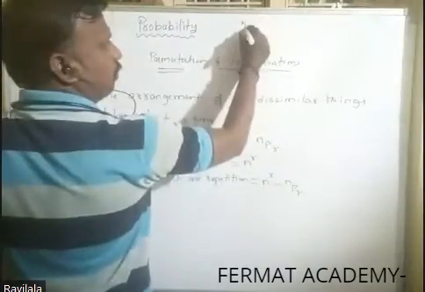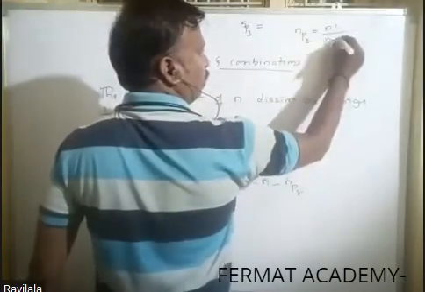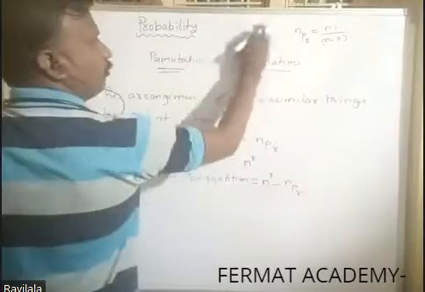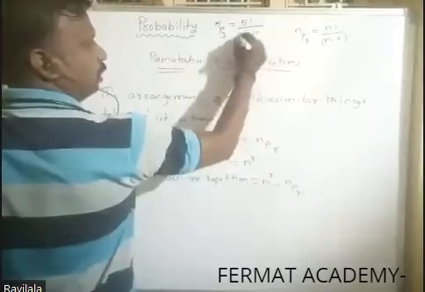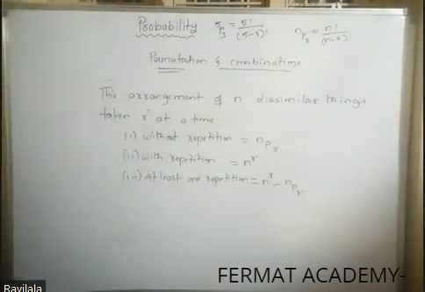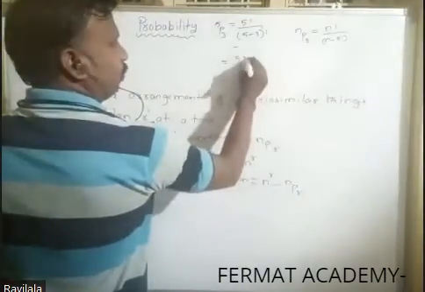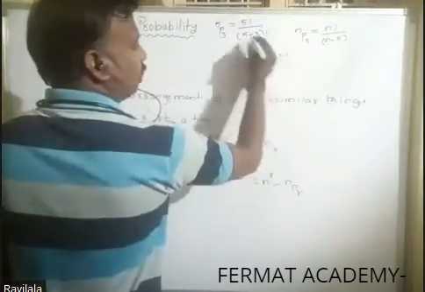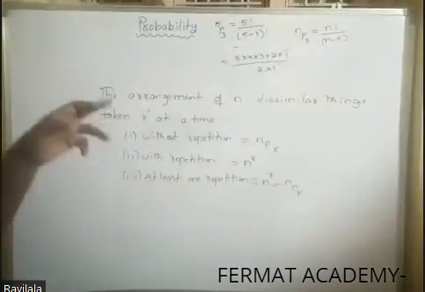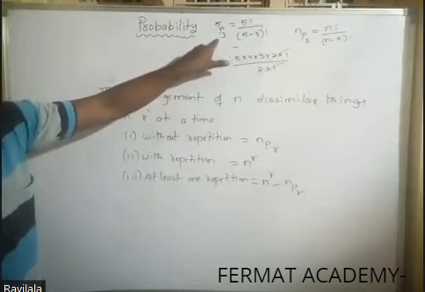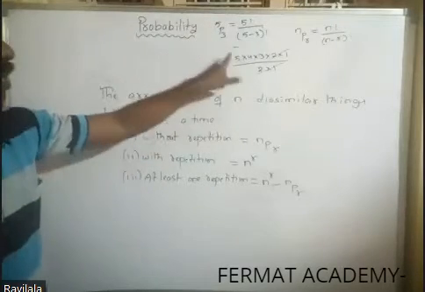For example, I am taking 5P3. The nPr formula is n factorial by n minus r factorial. 5P3 is equal to 5 factorial by 5 minus 3 factorial, and 5 minus 3 is 2 factorial. 5 factorial is 5 into 4 into 3 into 2 into 1, and the denominator is 2 into 1, which cancels. So 5P3 is 5 into 4 into 3. Just multiply 3 consecutive natural numbers beginning with 5 in decreasing order.